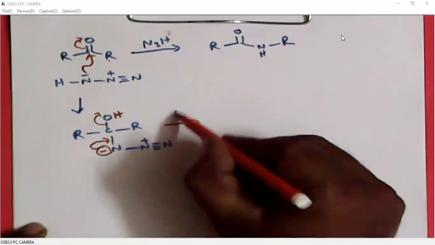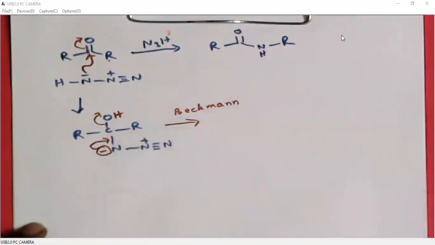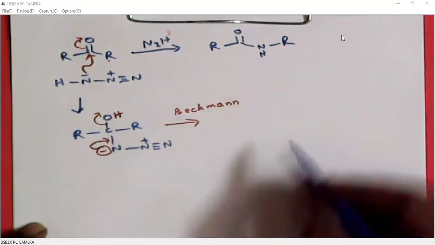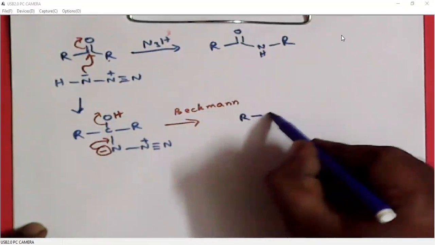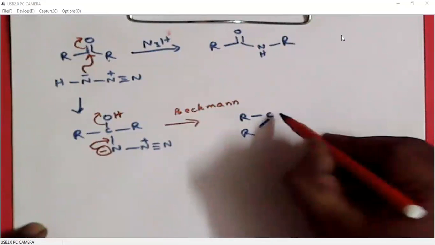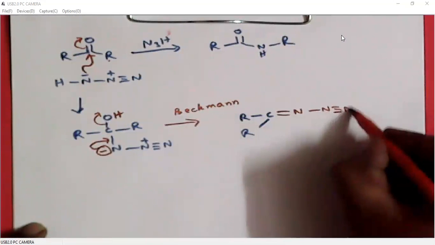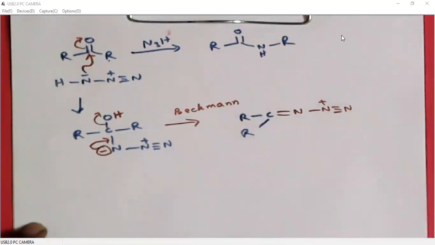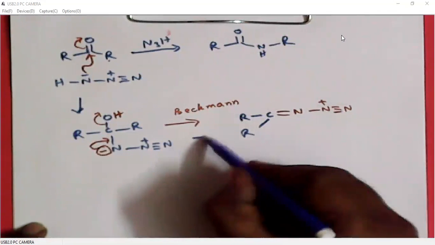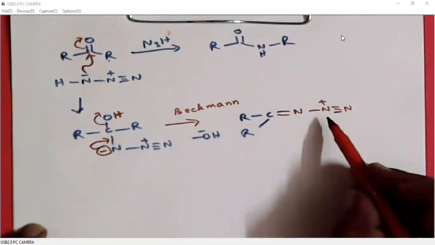This mechanism is similar to Beckmann rearrangement, which we will discuss in the next session. So, we have a double bond N, N2 plus. OH minus is the leaving group, right? Now there is a good leaving group here, nitrogen.